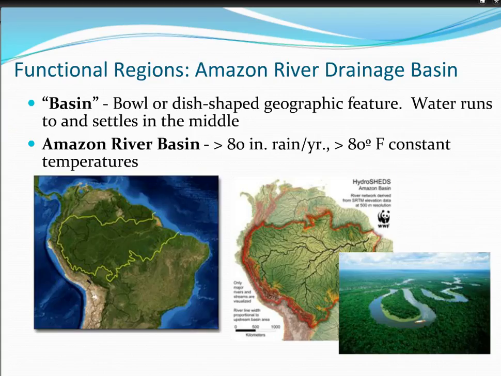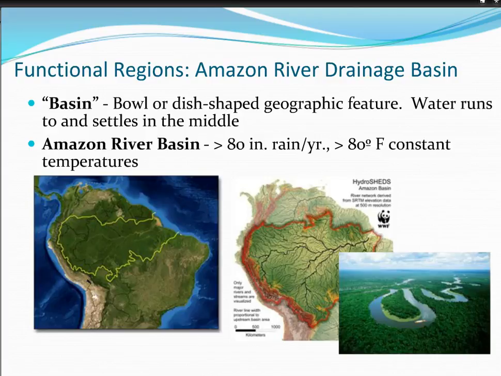Another example would be the Amazon River Drainage Basin. So the Amazon River Drainage Basin encompasses a few different countries in South America, but it serves a purpose there, and there's shared characteristics in that specific ecological zone. So it's a larger zone.